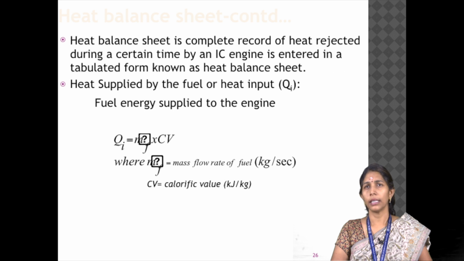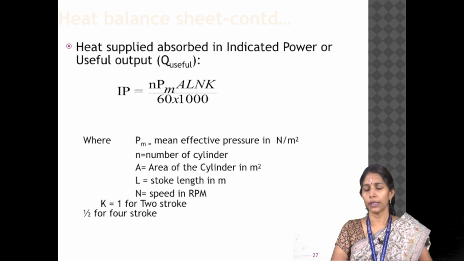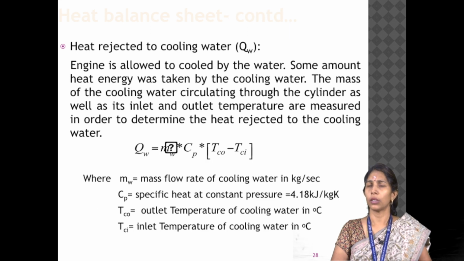As discussed earlier, the indicated power is calculated using the mean effective pressure. So this will be the useful work. This is the heat carried away by cooling water. The engine casing is allowed to cool down by using cool water. As this water circulates through the cylinder, it gains heat and then comes out. So the water enters the casing at atmospheric temperature, whereas it comes out at a slightly higher temperature. This difference is your delta Tc, and m Cp delta T will give you the heat carried away by cooling water, where Cp is the specific heat of water.